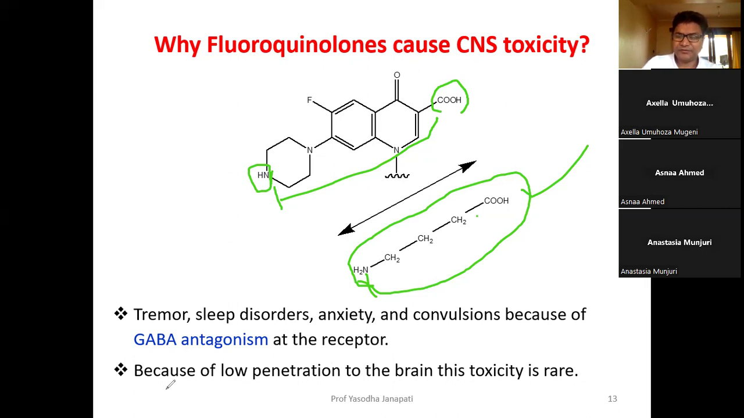Also, for a few people, because of low penetration to the brain, this toxicity is rare. But this is the reason they have given why most patients complain about agitation and sleep disturbances. This is the reason they have given.